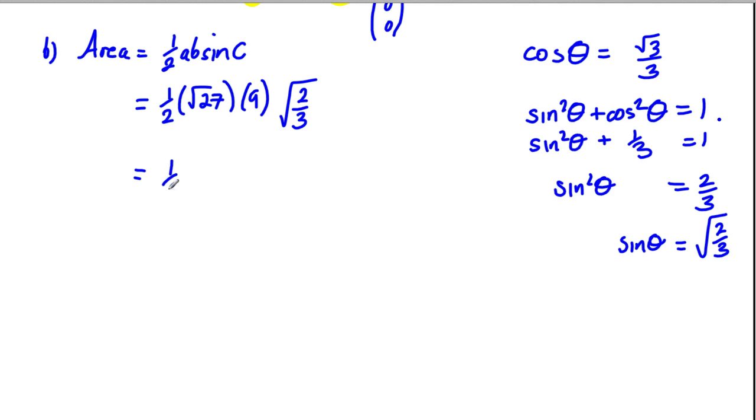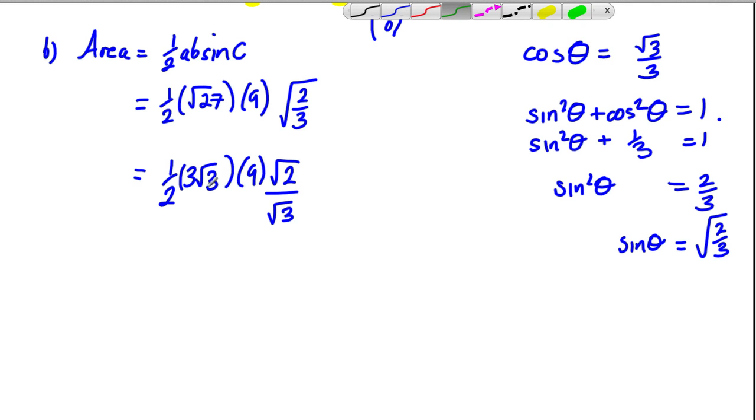Okay, now the square root of 27, I'd simplified that previously as 3 root 3, multiplied by this 9, multiplied by root 2 over root 3. Now the root 3's cancel, and I get myself 3 half times 3 times 9, which is 27 over 2 root 2. And the answer therefore is 27 over 2 root 2.